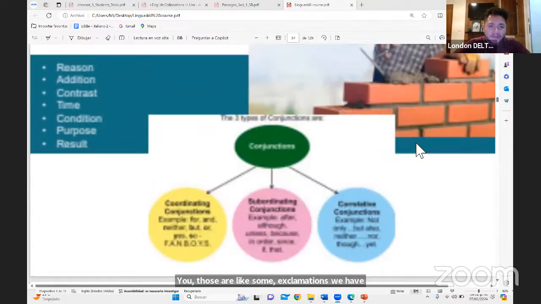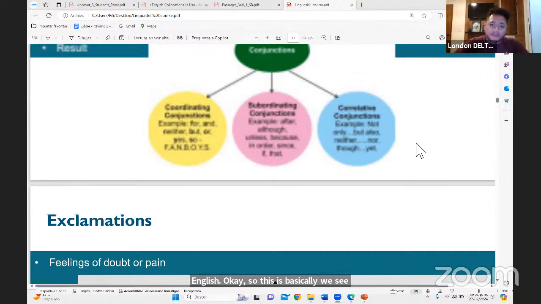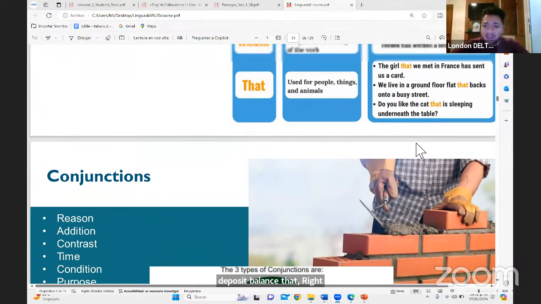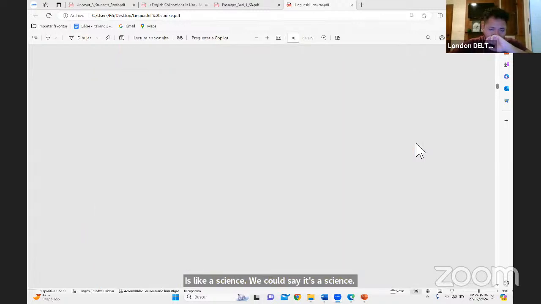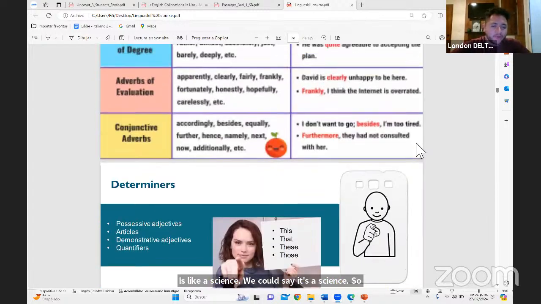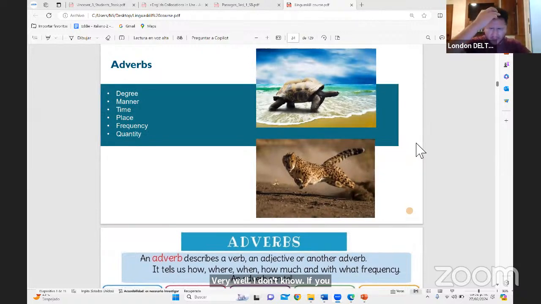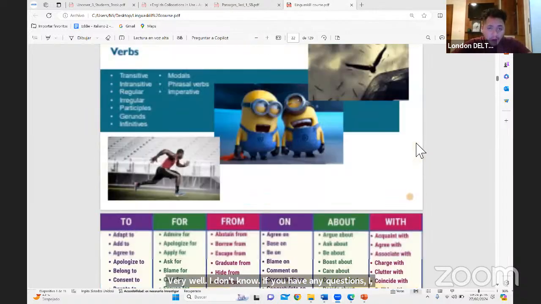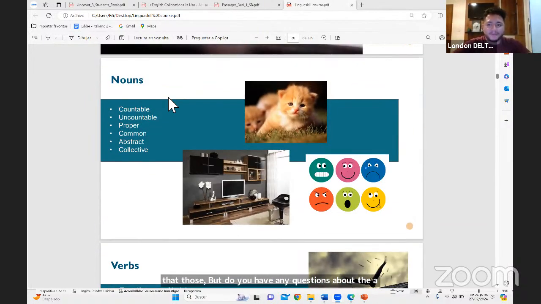Okay, so this is basically, we see that there are different kinds of words. Hay diferentes tipos de palabras y están clasificadas de acuerdo a su uso, right? It's like a science, we could say. It's a science. So, very well. I don't know if you have any questions. No los vamos a ver quizá ahorita todos a fondo. But do you have any questions about the parts of speech?